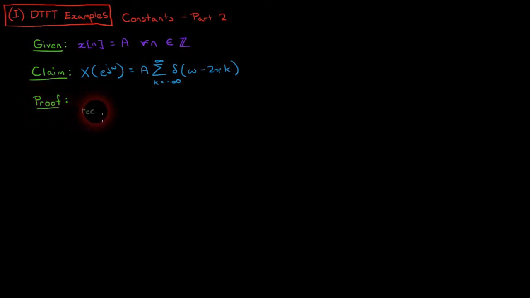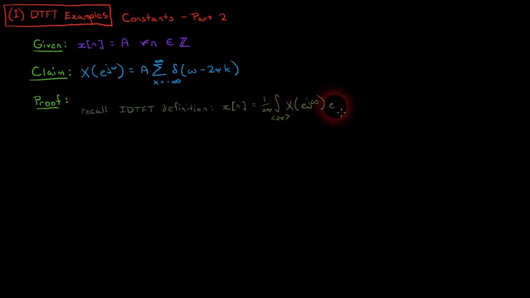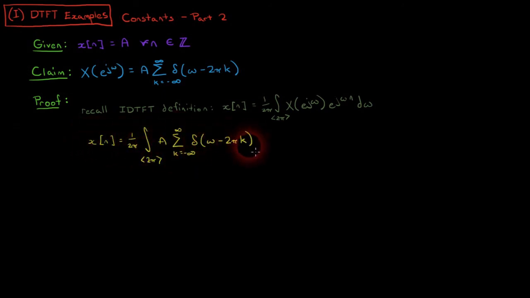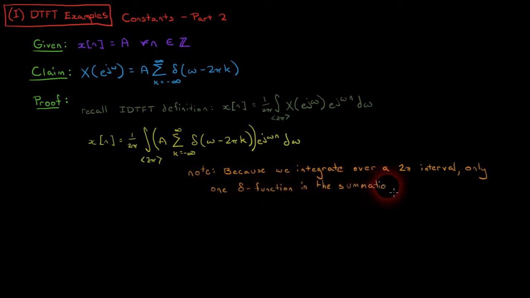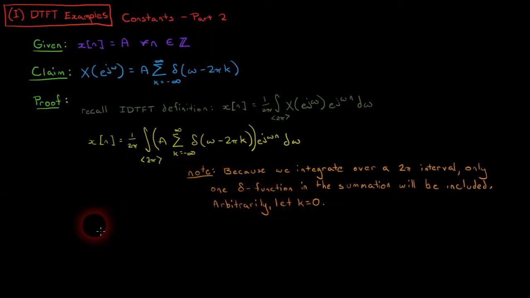First, recall the definition of the inverse DTFT. x of n is equal to 1 over 2 pi times the integral of capital X e to the j omega times e to the j omega n over a 2 pi interval with respect to omega. Plug in capital X e to the j omega. Note that because we integrate over a 2 pi interval, only one delta function in the summation will be included. Let's integrate from negative pi to pi so that we only care when k equals 0.